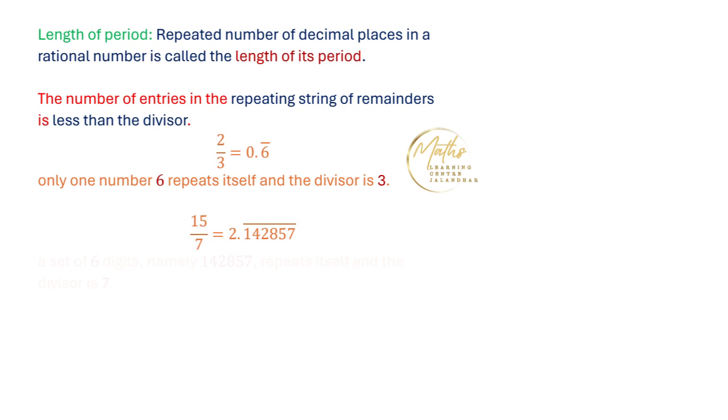In the second case, we are saying a set of 6 digits, that is 142857, is repeating again and again, and the divisor in this case is 7. So again what we get is that the length of the period is less than 7. So we have the result that the number of entries in the repeating string of remainders is always less than the divisor.